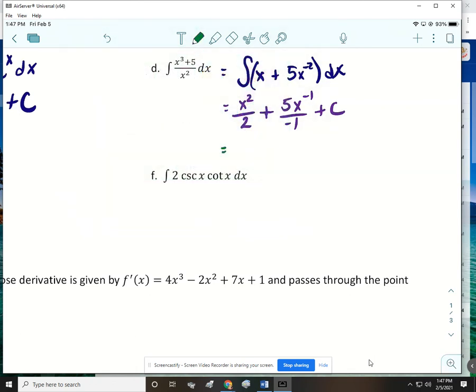Okay, and then I'll just kind of clean this up. So that's x squared over 2. And then we'll have a positive divided by negative is a negative. And then I would leave the 5 in the numerator and x to the first, or just x, in the denominator.